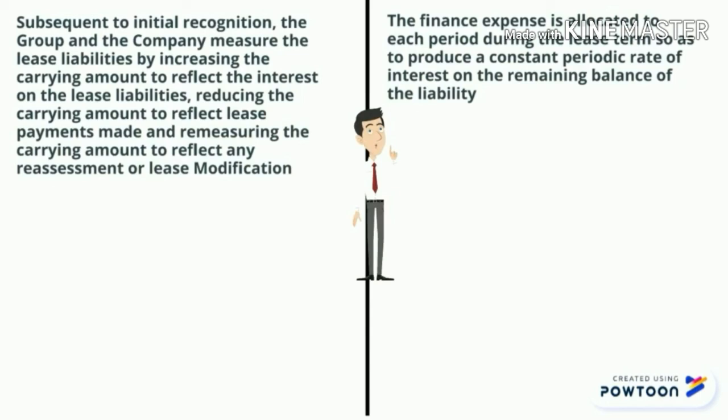And for the Peristiwa, the finance expense is allocated to each period during the lease term so as to produce a constant periodic rate of interest on the remaining balance of the liability.